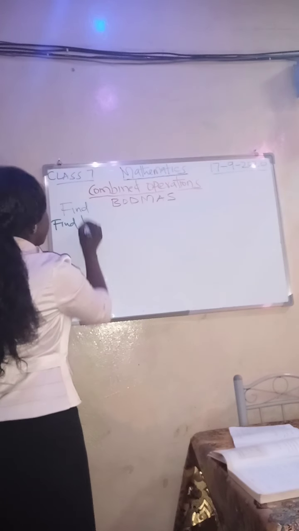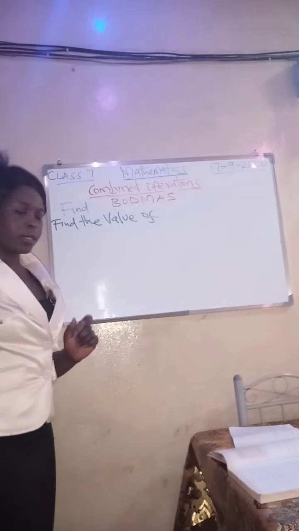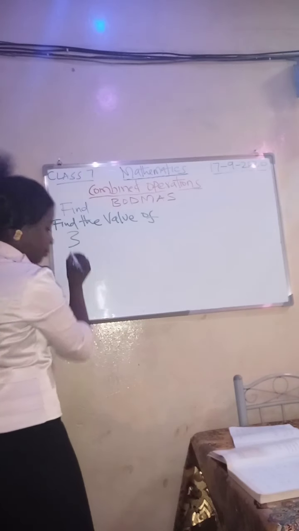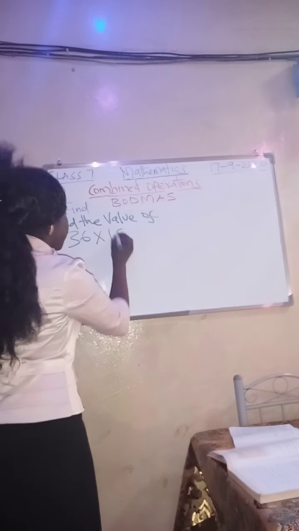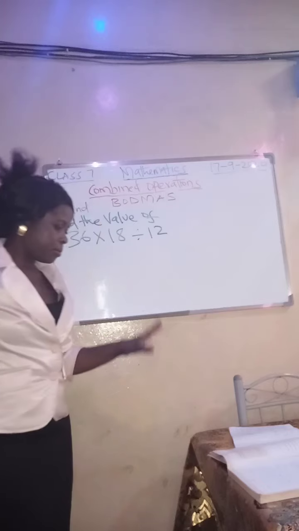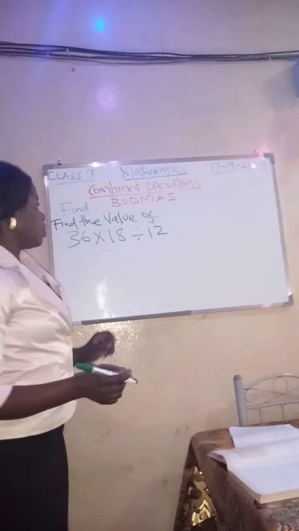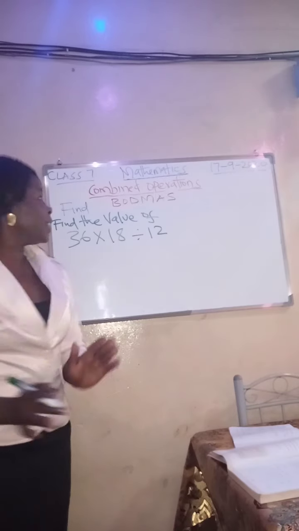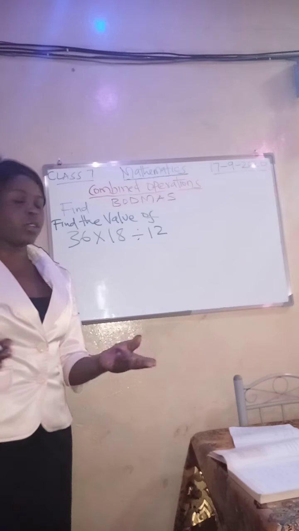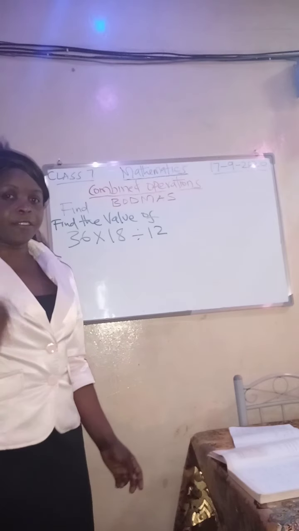Find the value of, and we are given this as kind of mathematics problem. 36 times 18 divided by 12. Look at that. Yes. 36 times 18 divided by 12. Now this is what we call a combined operation, okay? It has got more than two operation signs. Look at them. We have here a multiplication, and here we have a division sign.